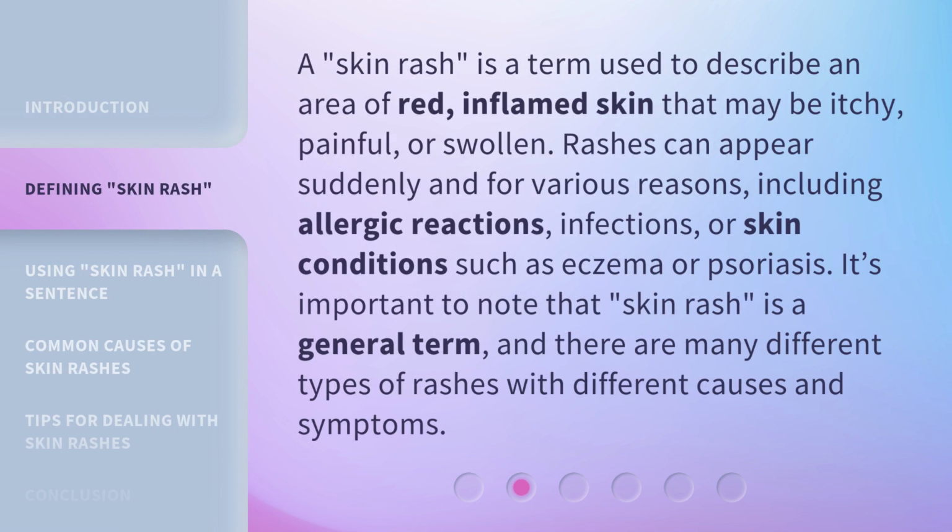A skin rash is a term used to describe an area of red, inflamed skin that may be itchy, painful, or swollen. Rashes can appear suddenly and for various reasons, including allergic reactions, infections, or skin conditions such as eczema or psoriasis. It's important to note that skin rash is a general term, and there are many different types of rashes with different causes and symptoms.